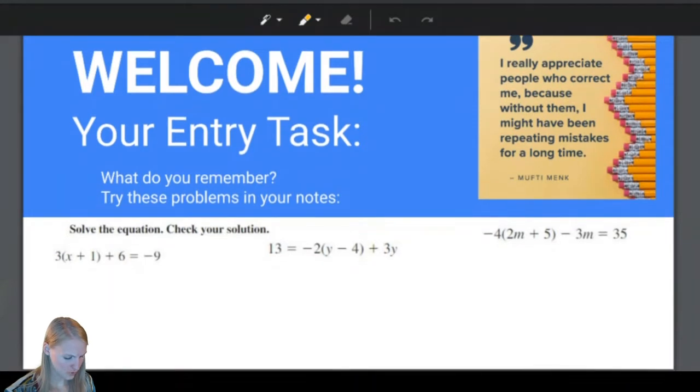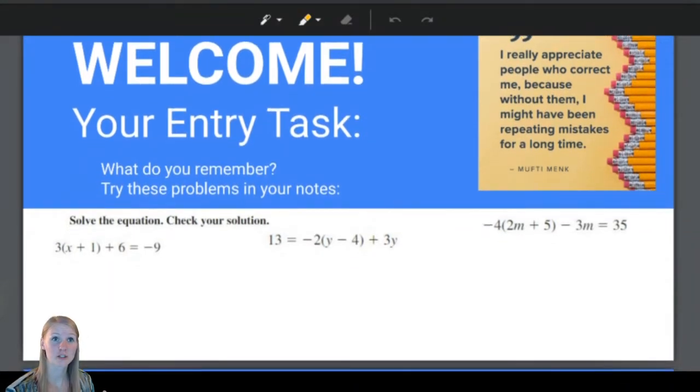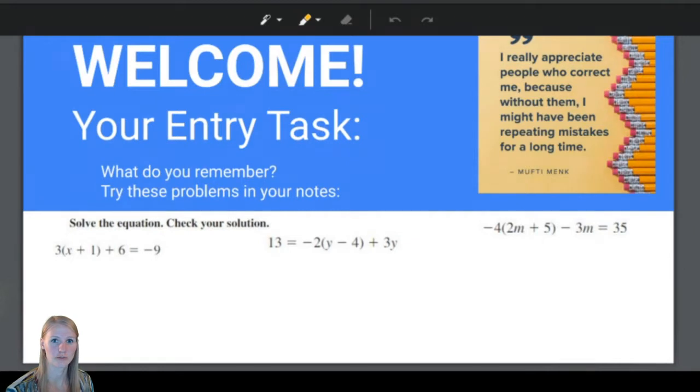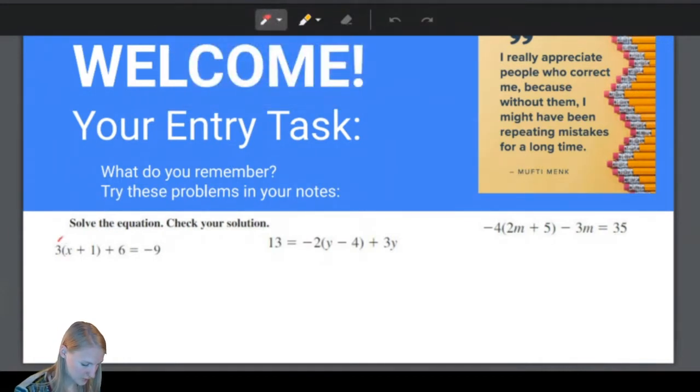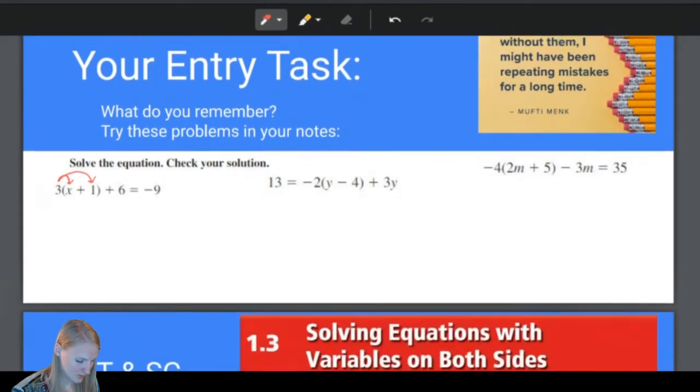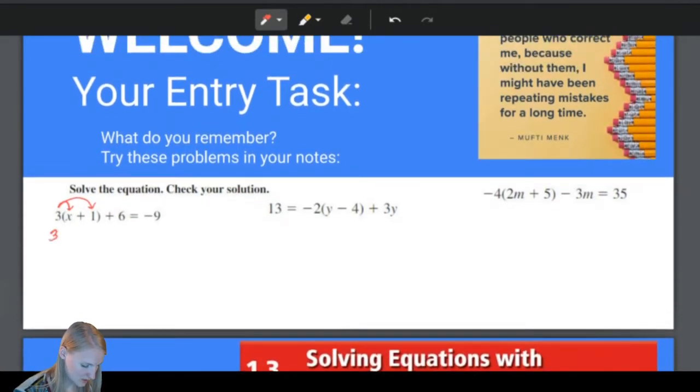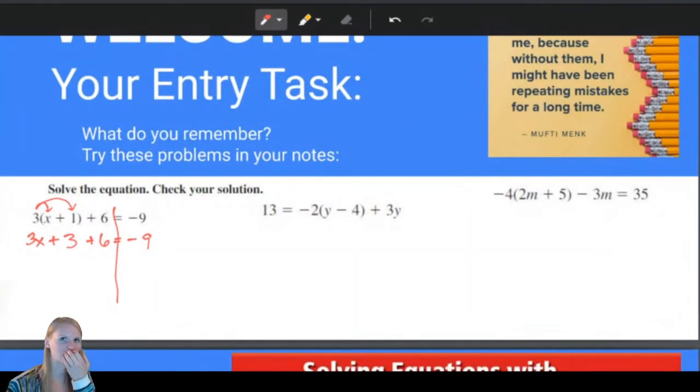So, first, I notice that I have parentheses, which means I must distribute. Parentheses first, distribution first. Let's change colors here. This 3 goes to the x, and the 3 goes to the 1. 3 times x is 3x. 3 times 3 is positive 3. And then everything else comes down. And let me draw that line there so I can see what's what. I'm going to zoom in here so that we can see a little bit better.